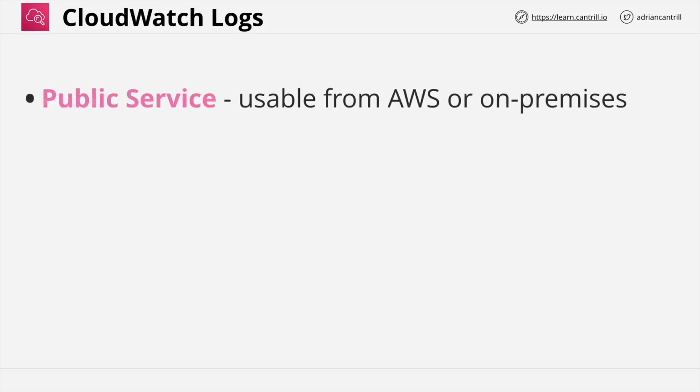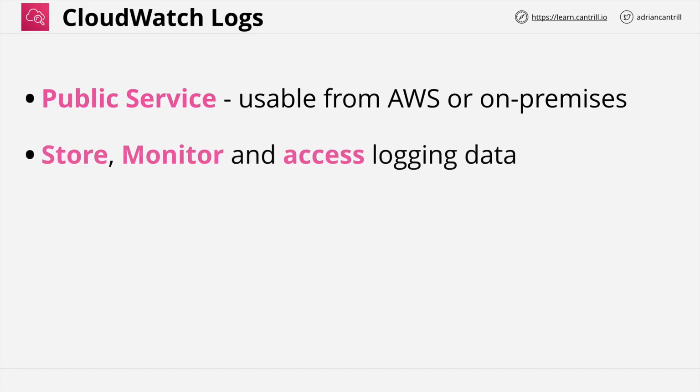CloudWatch Logs is a public service. The endpoint which applications connect to is hosted in the AWS public zone, which means you can use the product within AWS VPCs or from on-premises environments and even other cloud platforms, assuming that you have network connectivity as well as AWS permissions. The CloudWatch Logs product allows you to store, monitor, and access logging data.